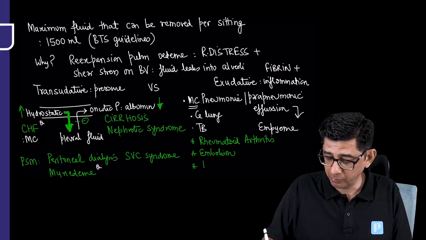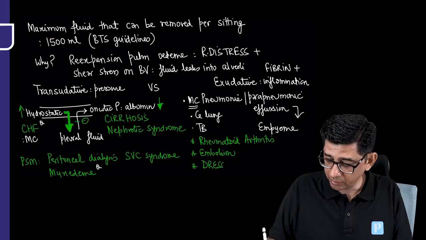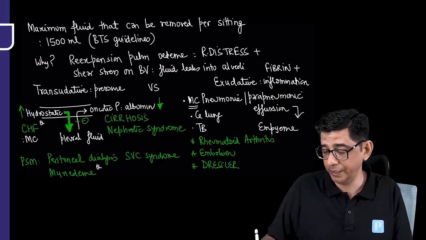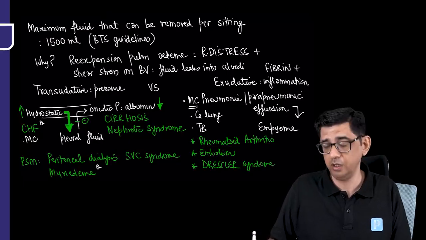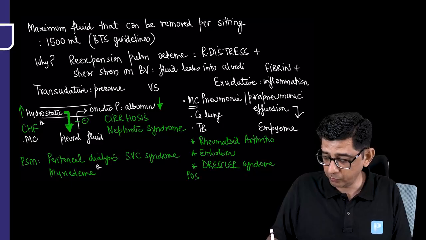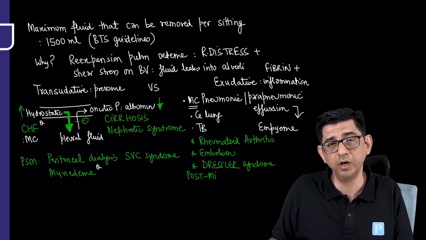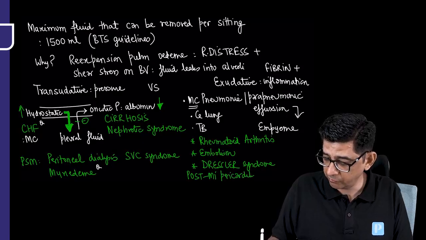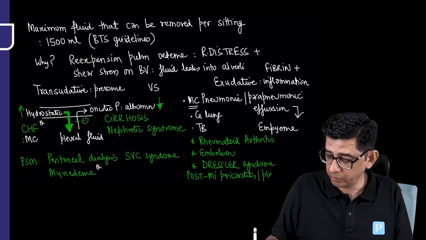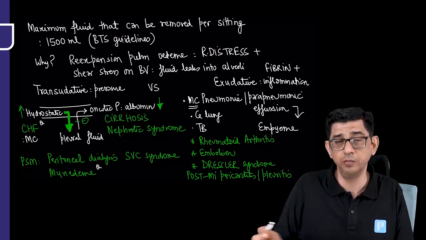The next point to be remembered is Dressler syndrome. Now, Dressler syndrome has been taught to you as a late complication of myocardial infarction. It causes a post-myocardial infarction pericarditis. Post-MI, it's a late complication of myocardial infarction. It contributes to development of post-MI pericarditis, but then it can also contribute to development of pleuritis as well. It can cause a pleural rub.